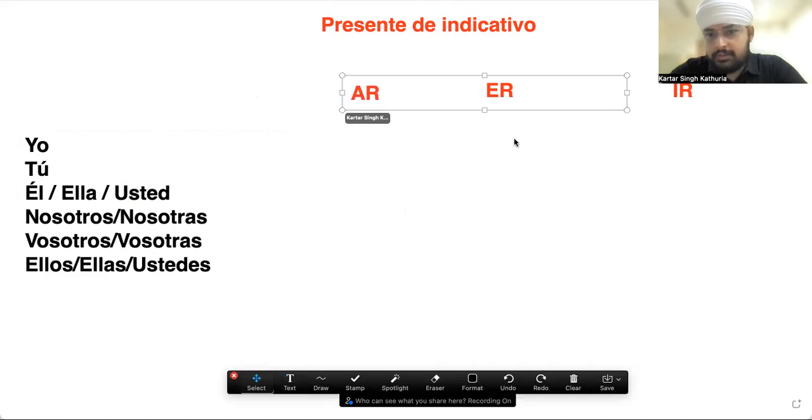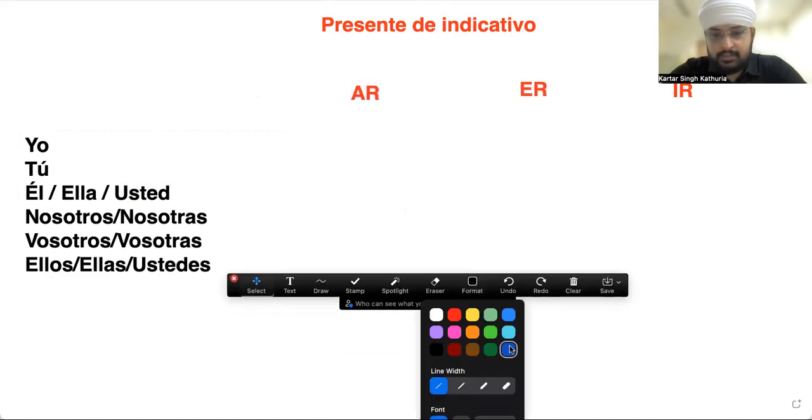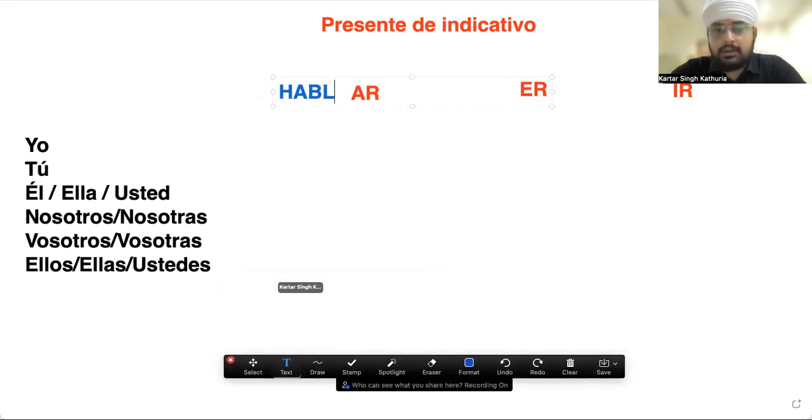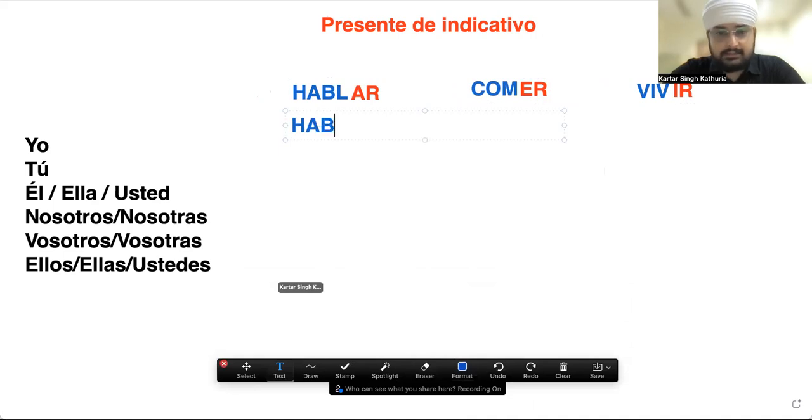So before we talk about the uses of this tense, we will focus on how the verbs are conjugated. I'm writing in different colors to indicate that the red part is about the root of the verb and the one written in blue color is the stem of the verb. Hablar, comer, vivir. Because it's a regular verb, the stem will remain the same for all the endings, for all the conjugations, sorry.